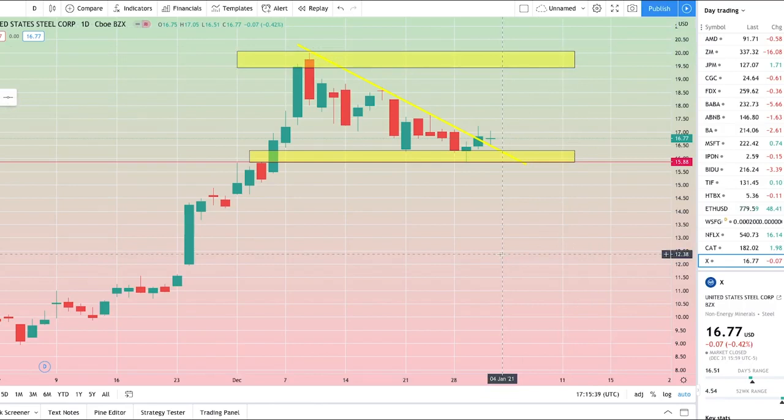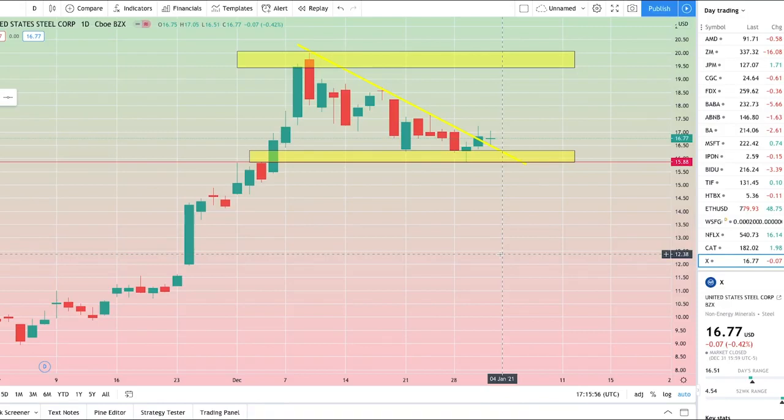I do some further analysis, but that will be available to my community members. But I just wanted to add some value to you guys and show you exactly what I look for. So I hope this has helped you out. It's a very quick and easy way to trade these stocks if you're looking to swing.